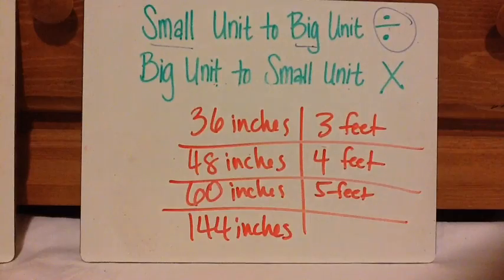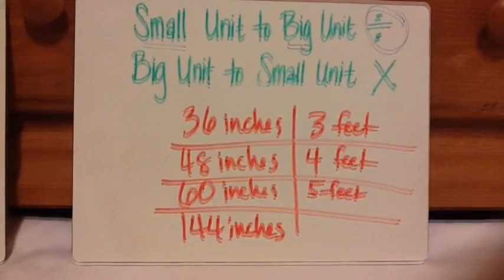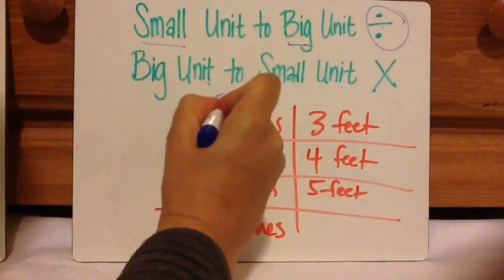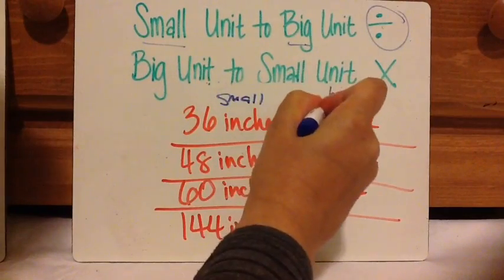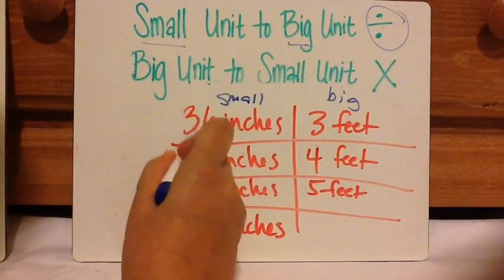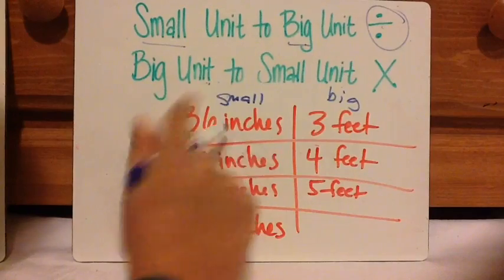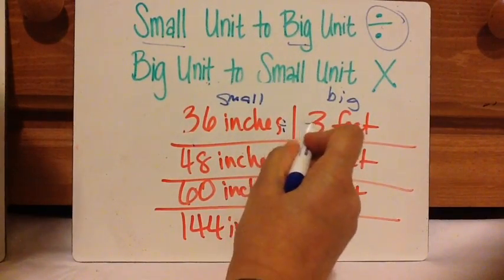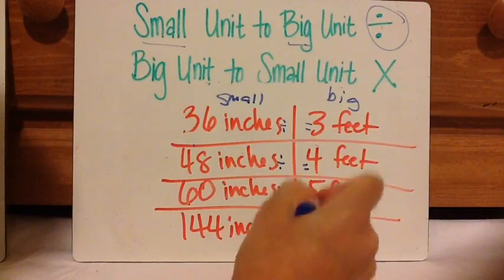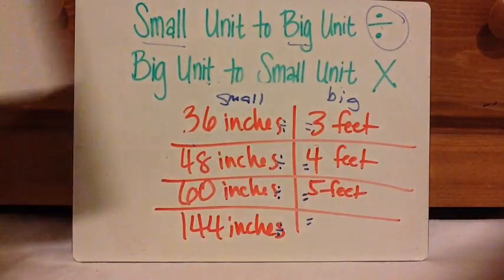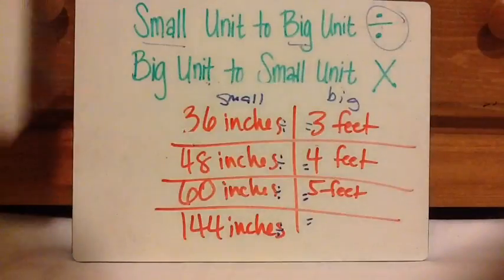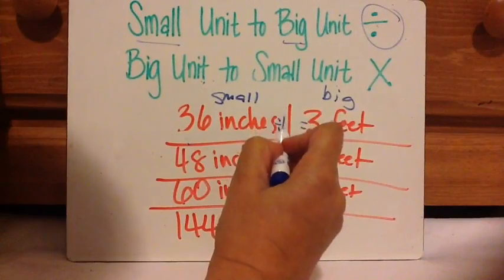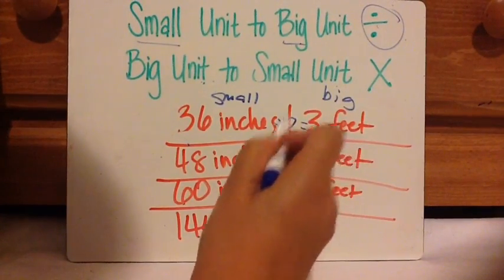Now I want you to try this one on your own. Press pause, press play when you're ready to check. Okay, so we were recognizing we're going from a small unit to a big unit, therefore there's going to be division. Sometimes I tell my students to put it over here and then put the equal sign, so you're setting up the problem.